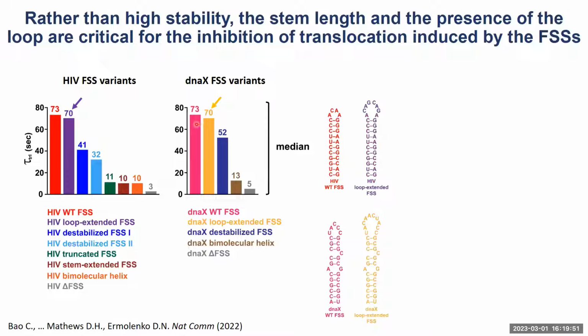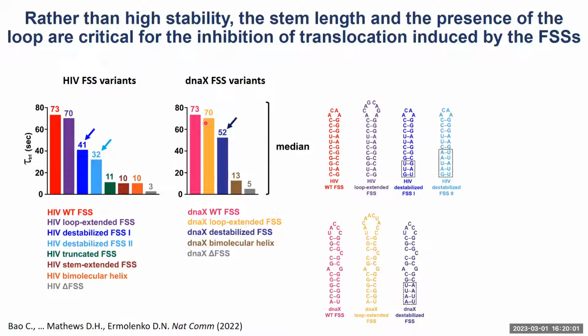When we change the loop sequence, really nothing happened. Translocation remains slow, 70 seconds for both HIV and DnaX. When we destabilize bottom pairs, either 3 pairs or 5 pairs in HIV, we saw a substantial reduction in translocation time. Now it's faster, 41 seconds, and 32 seconds for the 5 nucleotide variant, where 5 base pairs are destabilized. Definitely, destabilization of base pairs that are unbound by the ribosome makes a difference, but still translocation is 10 times slower than in the no stem loop control. And we observe similar things for the DnaX construct.